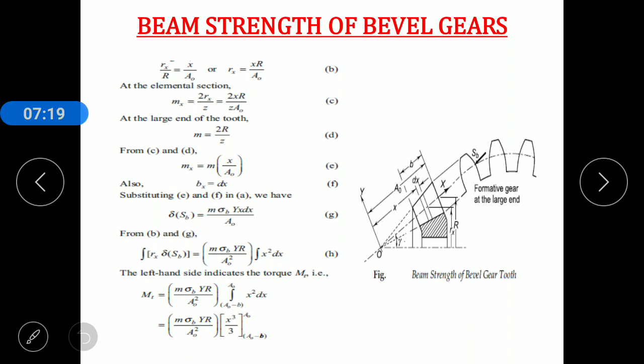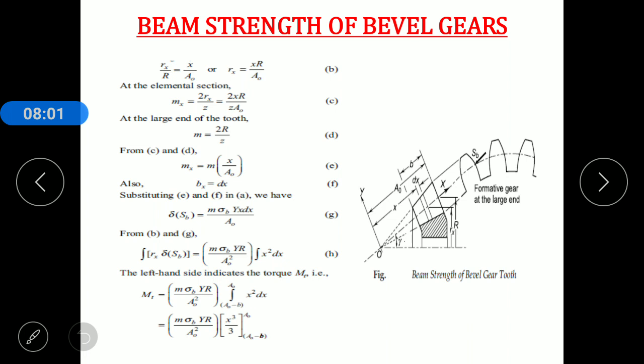Okay. Now, everyone knowing the definition of a torque, tangential force into radius. Here also we take a product Rx delta SB. Integration Rx delta SB is equal to integration m sigma by x dx divided by AO into x r capital R divided by AO. Simplify that relation. Integration Rx delta SB is equal to m sigma by r divided by AO square. These all terms are constant. Integration x square into dx.